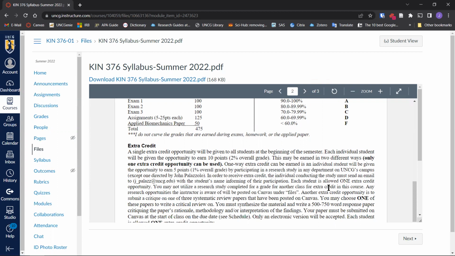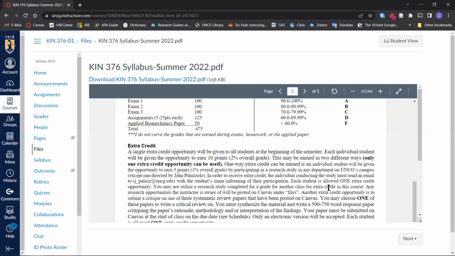If there aren't, however, you can also write a critique on one of the 3 science papers, or study papers, I've posted on Canvas. We'll look at those and write a 500 to 750 word critique or response paper on the paper's rationale, methodology, interpretation of the findings, and their conclusions. This is not meant to be you summarizing what the paper said. You're supposed to critique it.